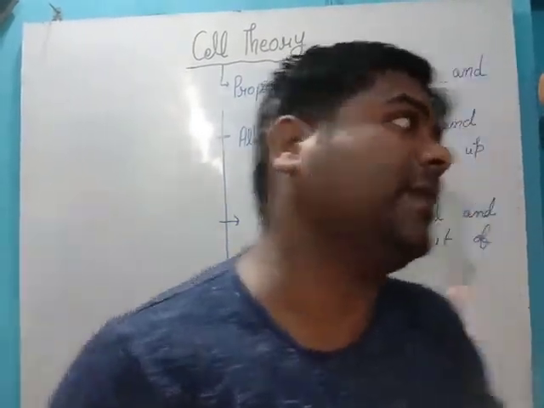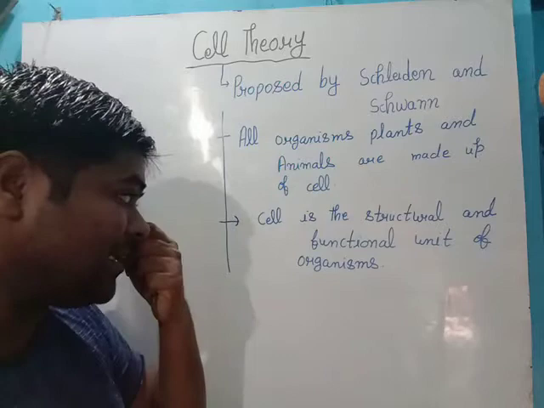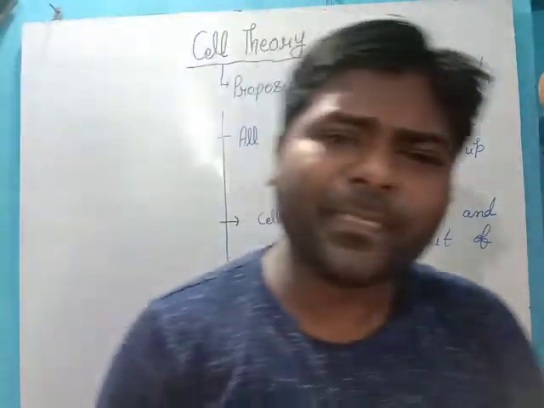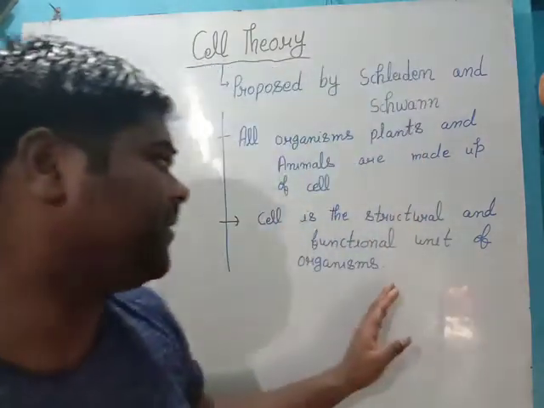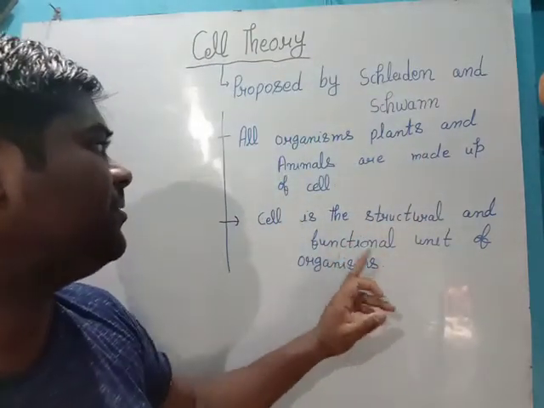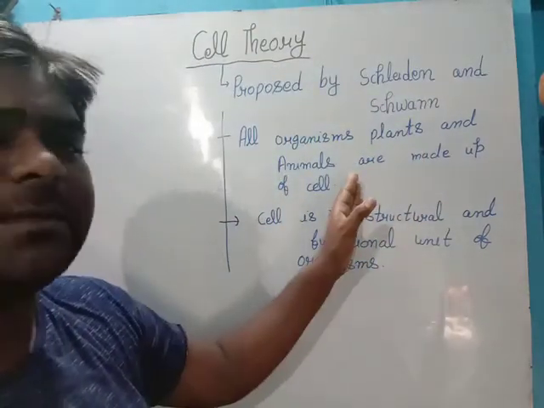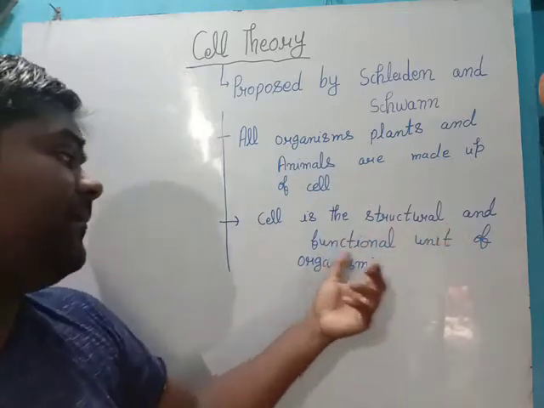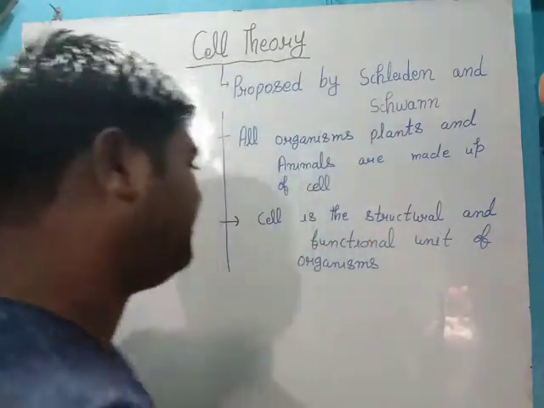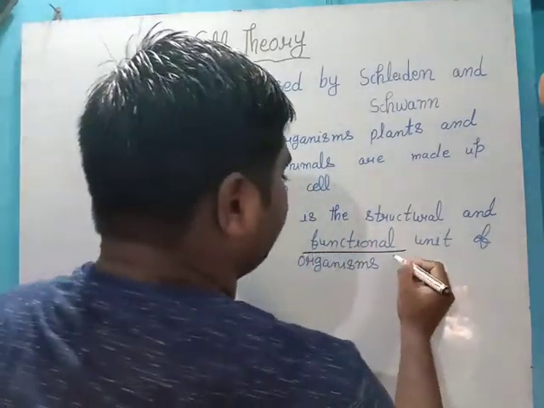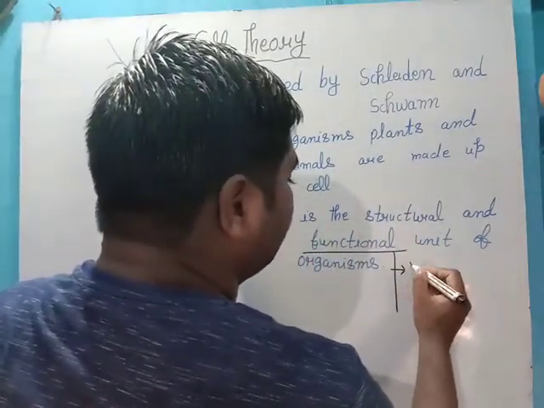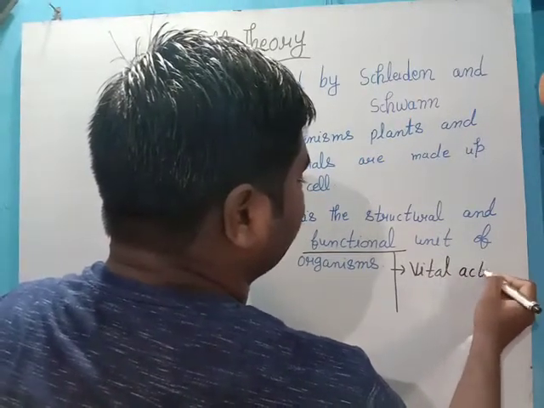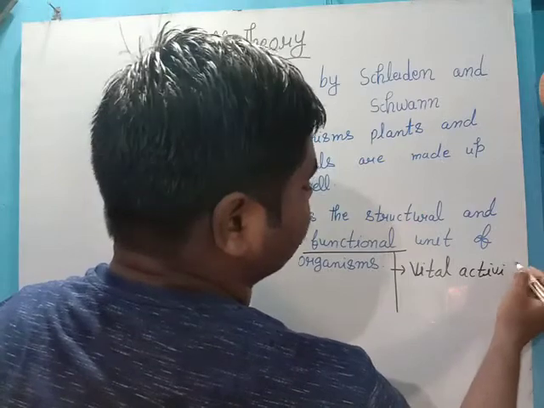They made us understand. Next one: the cell is the structural and functional unit of organisms. I explained this to you. Structural means all the structures we have. Functional, when we have that word functional, we are talking about vital activities.